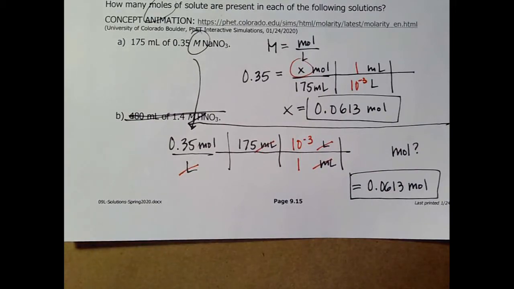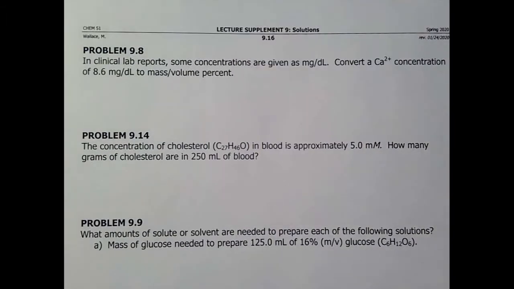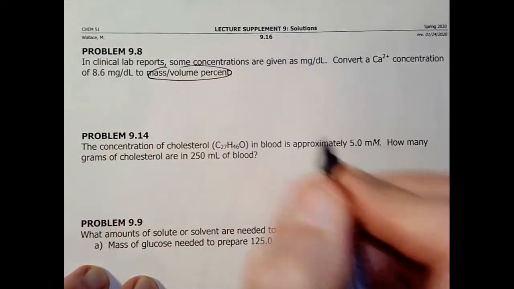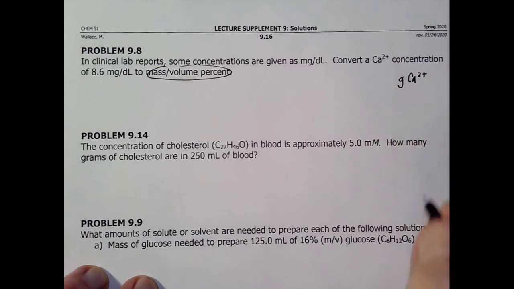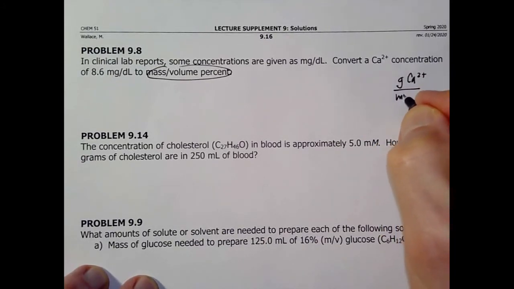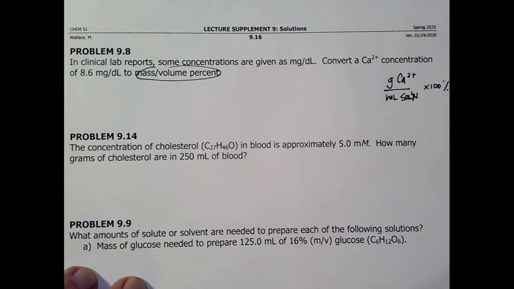All right, one more page of intense calculations. All right, we're in the middle of our concentration calculation marathon, page 9.16. It says, we'd like to know this to mass volume percent. So really we're trying to get to grams of the Ca2 plus per milliliter of solution times 100%. That's what we're trying to get to.